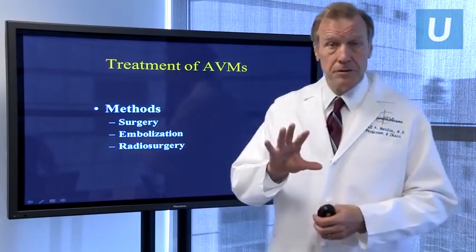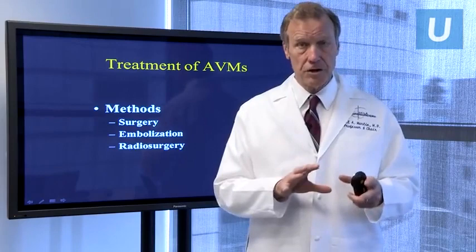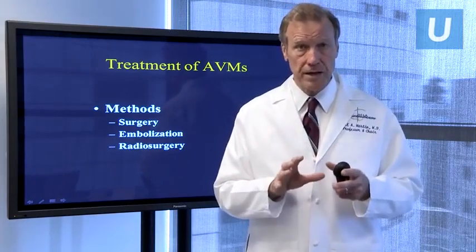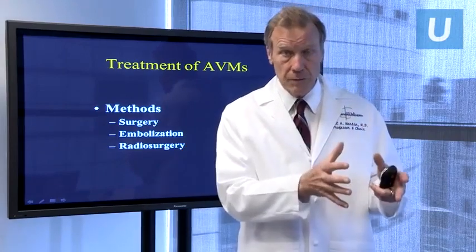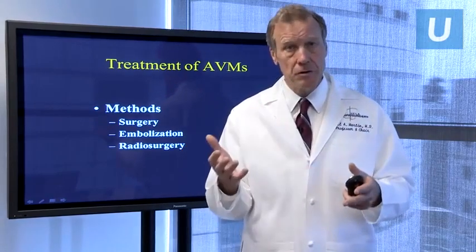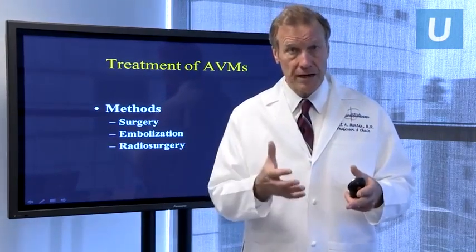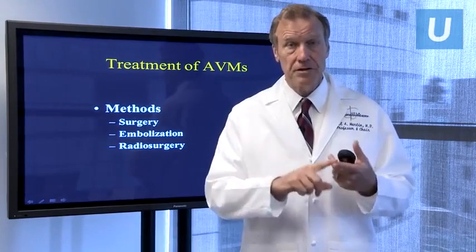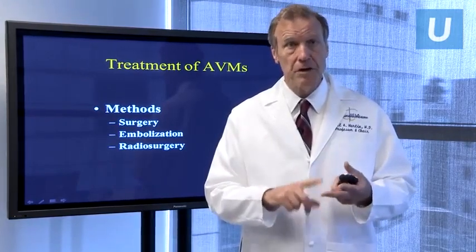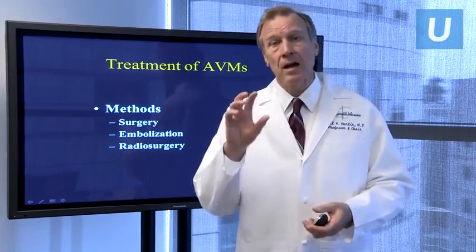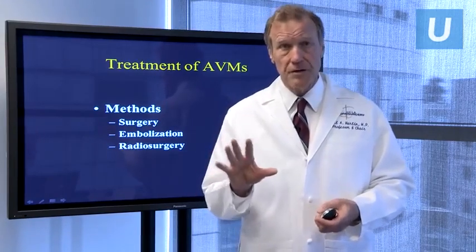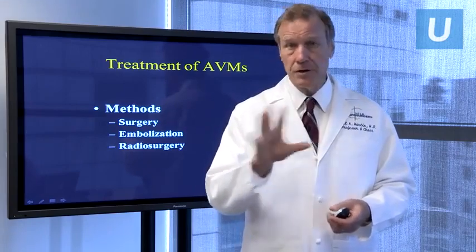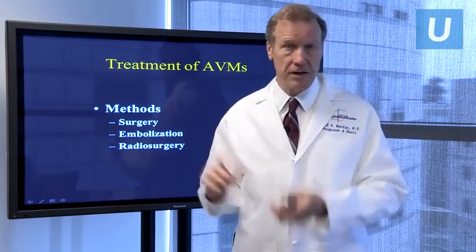Not all AVMs come to light after they've caused a hemorrhage. It's not unusual today to find a patient who's had some headaches or a bump on the head who gets a brain MRI scan, and we see an arteriovenous malformation on the diagnostic imaging test, CT scan, MRI scan, sometimes angiogram, and we detect an arteriovenous malformation before it's ever ruptured. This can happen in children and adolescents. It can happen in adults, even elderly patients.